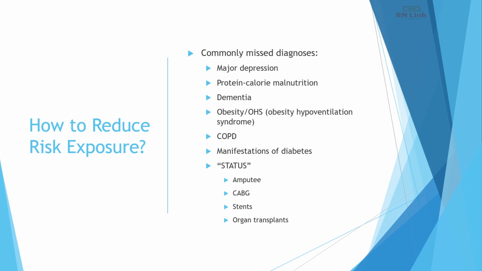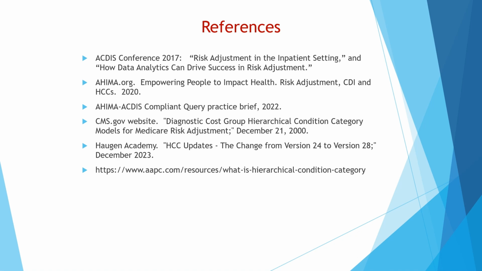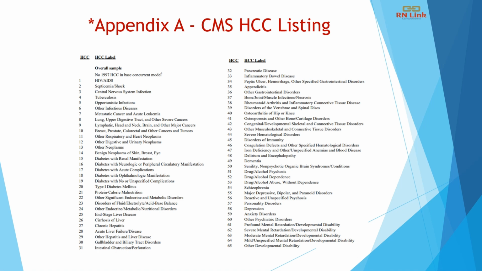Commonly missed diagnoses: major depression, protein-calorie malnutrition, dementia, obesity/OHS, obesity hypoventilation syndrome, COPD, manifestations of diabetes, status of amputee, CABG, stents or organ transplants. These are the references used for this presentation. The next 3 slides are the appendices for CMS HCC listing for your reference.